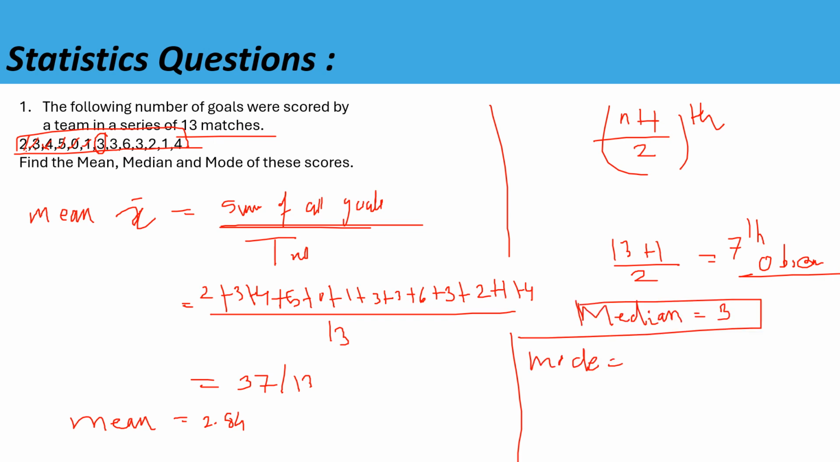Now mode is the most frequently occurring observation. Looking at the data that we have, you find 3. Let me just clear it out. We have multiple 3's: 1, 2, 3, then 4. We have multiple 3's over here. So mode is basically the most frequently occurring observation in the given data. So mode is also 3.